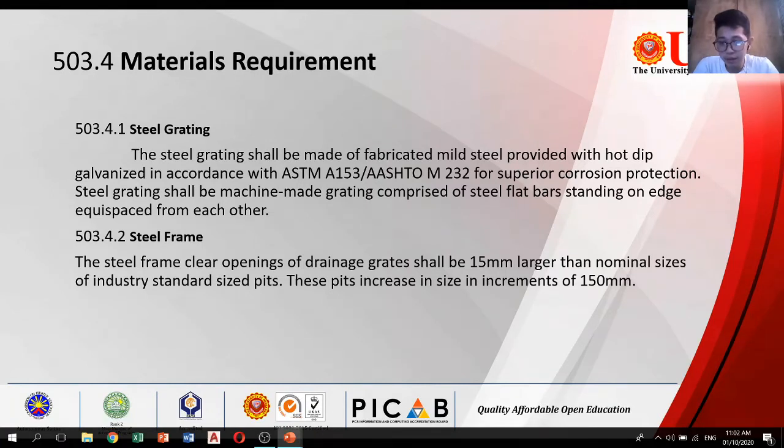So steel frame. The steel frame tier openings of drainage grids shall be 15 mm larger than nominal sizes of industry standard size pits. These pits increase in size in increments of 150 mm. This shall be done to allow frames to be placed over standard panel formwork and cast in while pouring the pit walls, to speed up installation and ensure the frame is fully embedded in the concrete.